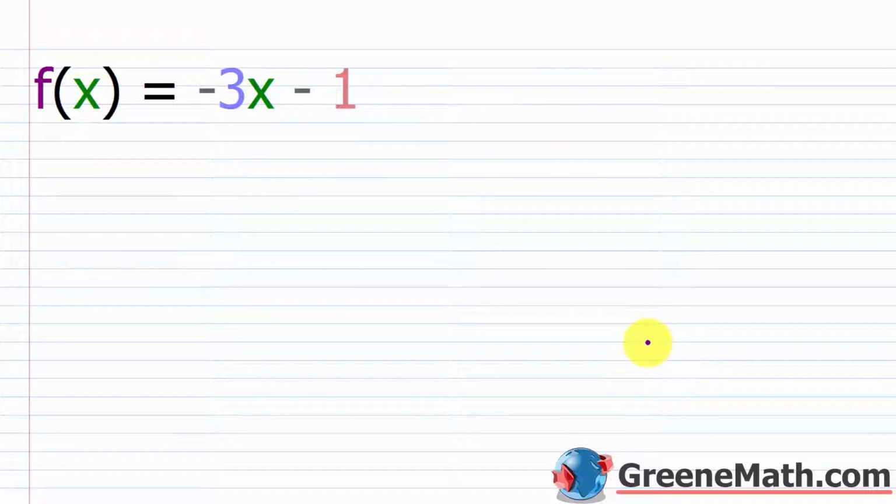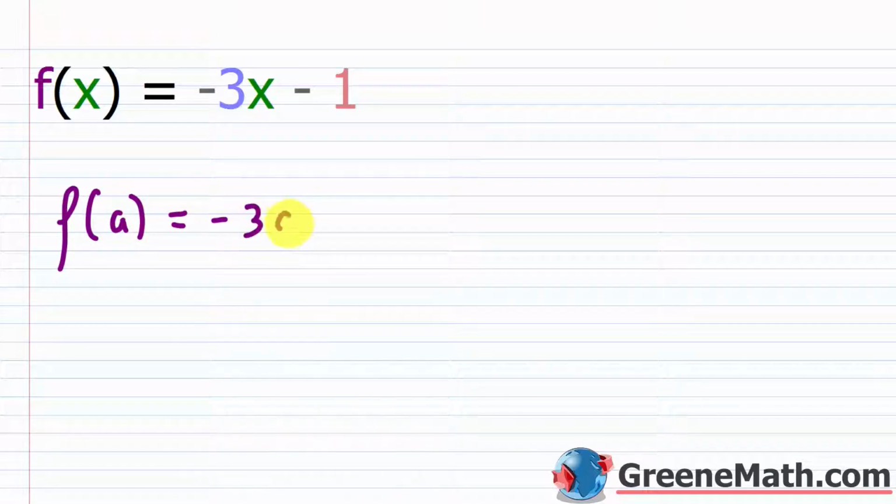What you want to do, if we have f of x equals negative 3x minus 1, is say, okay, if I had f of, you can use x sub 1, I'm going to use a and b here. So I'm going to say f of a is negative 3a minus 1. All I did here was plug in an a where there was an x. That's all we've done, and we've seen this before in previous lessons.